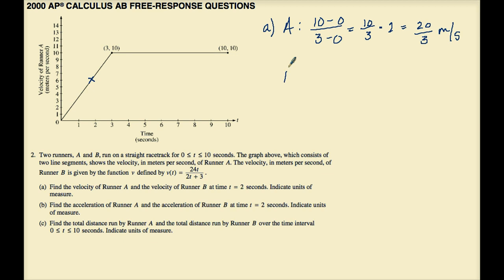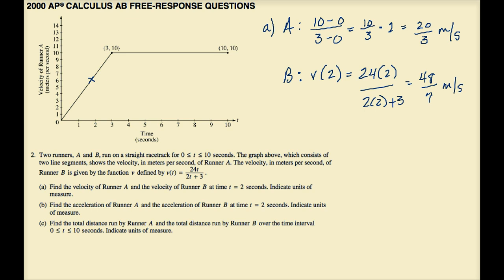For runner B, we can use the velocity function given. We'll need to find v of 2. That will be 24 times 2 over 2 times 2 plus 3. This is 48 over 7 meters per second.